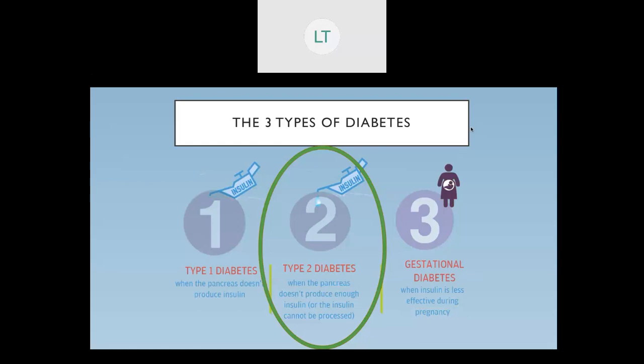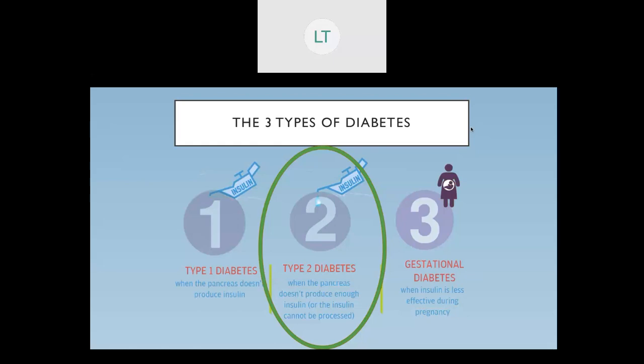Type 2 diabetes is the most common type of diabetes, and it makes up about 90% of all diabetes cases. And this is going to be the type of diabetes, like I said, that we are going to be talking about in this presentation. Type 2 diabetes is when the pancreas doesn't produce enough insulin, but it still does produce some, or the body is insulin resistant, meaning that the body cannot use the insulin as well as it should.